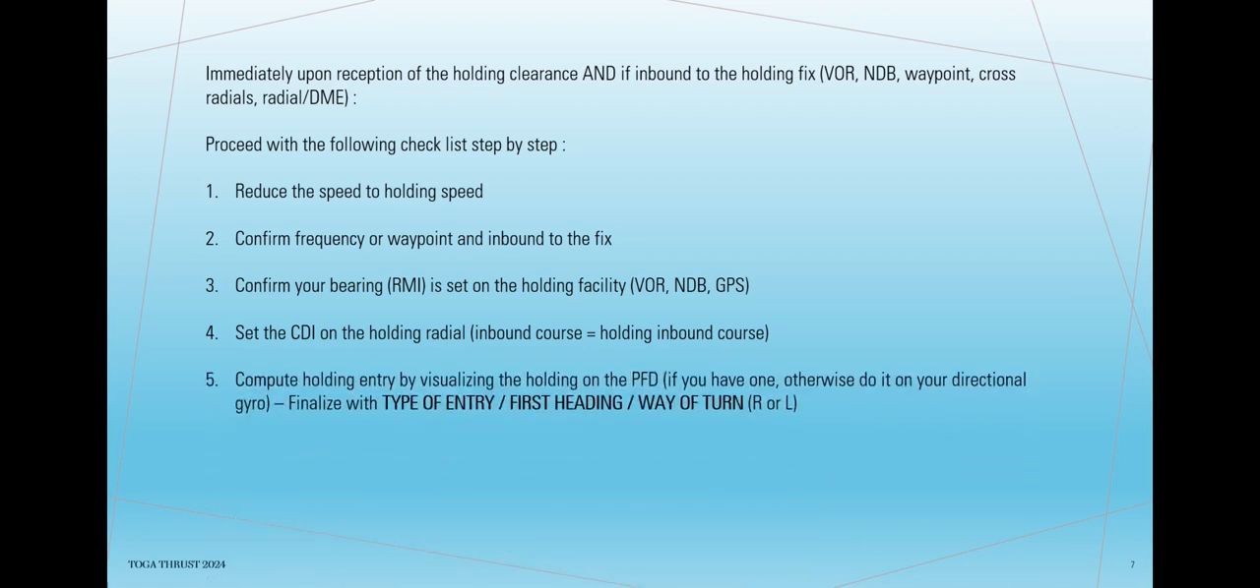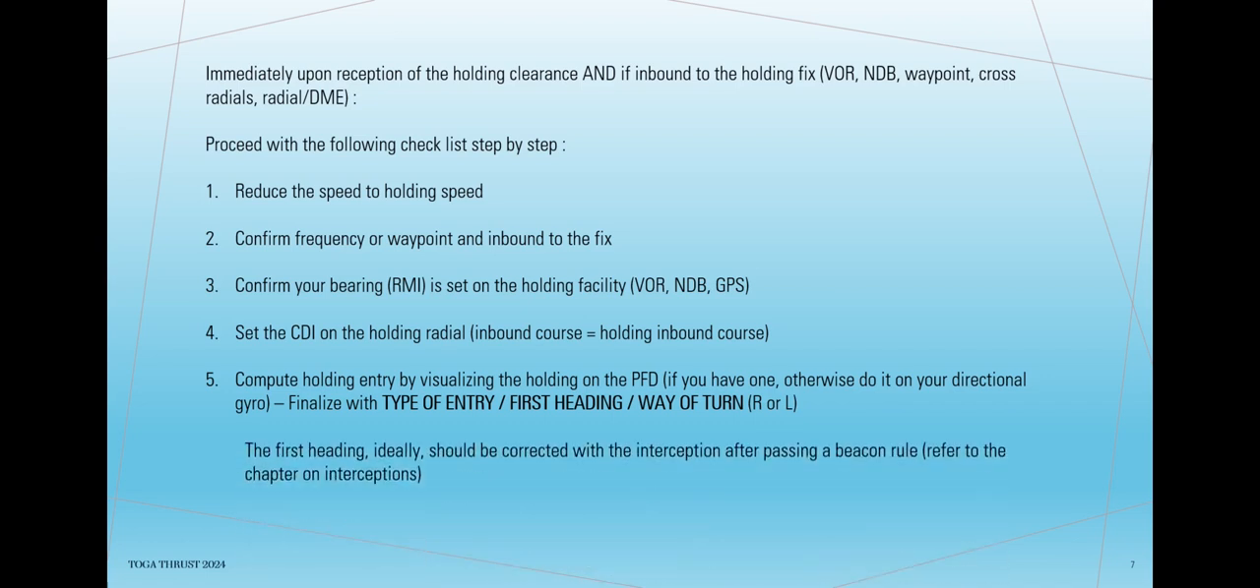Compute holding entry by visualizing the holding on the PFD, if you have one, otherwise do it on your directional gyro. Finalize with type of entry, first heading, way of turn, right or left. The first heading, ideally, should be corrected with the interception after passing a beacon rule. Refer to the chapter on interceptions.